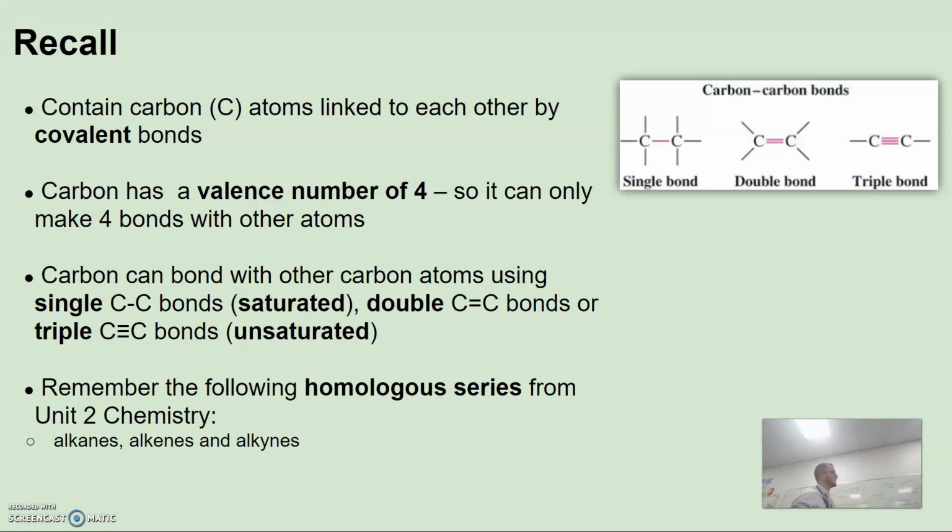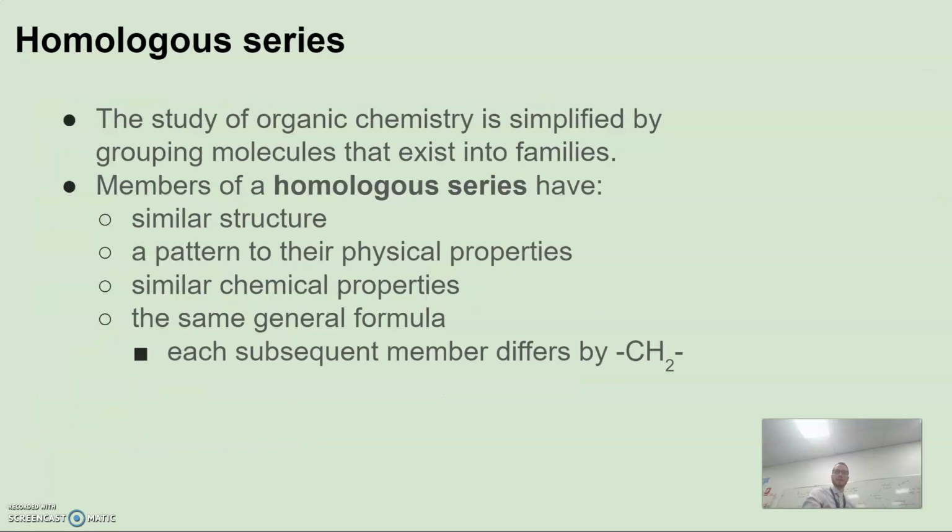So I've seen this before. Much of it is on the board. Carbon, I asked why it's special. It's got a valence number of 4. Single carbon-carbon bonds are saturated; carbon-to-carbon double bonds or carbon-to-carbon triple bonds are both unsaturated. Homologous series of alkanes, alkenes, and alkynes from last year. Homologous meaning the same, similar structure, a pattern to their physical properties. Right? What is that pattern?